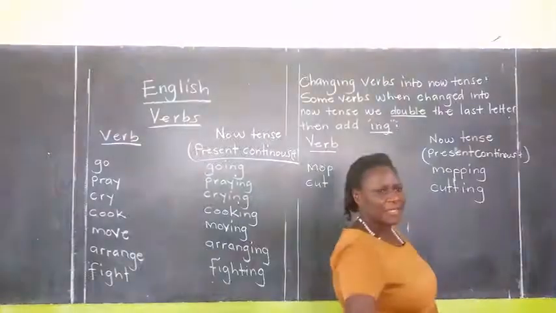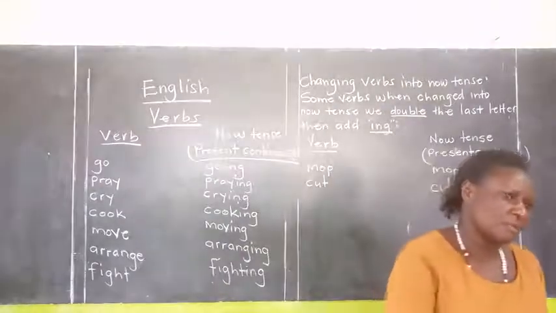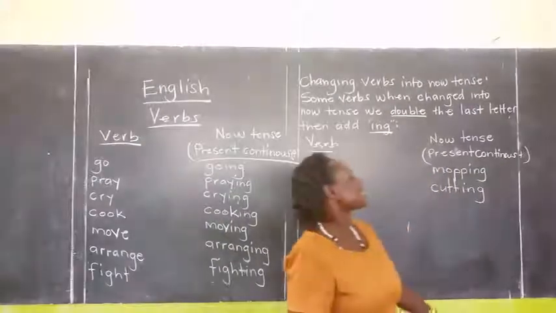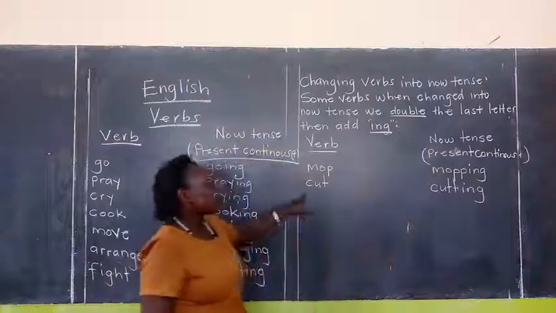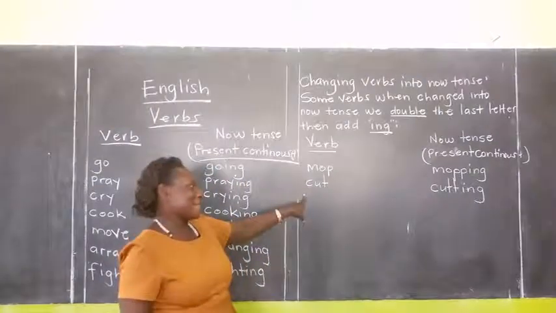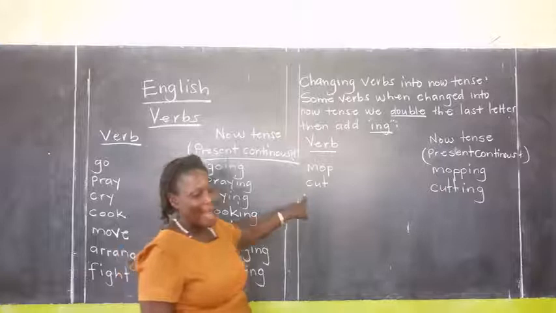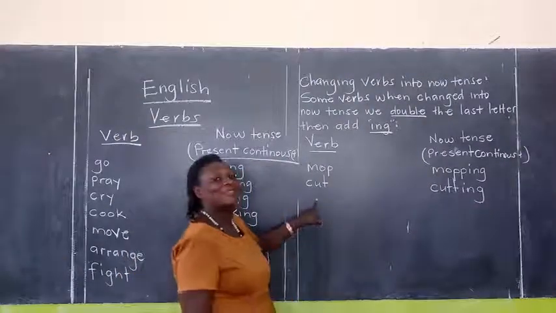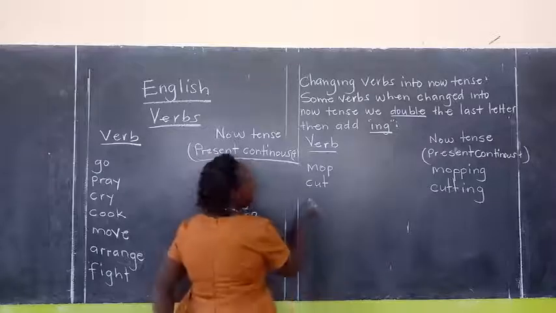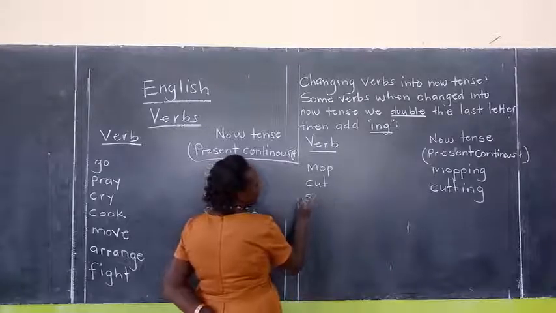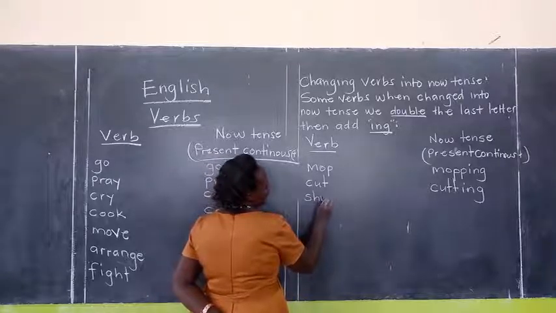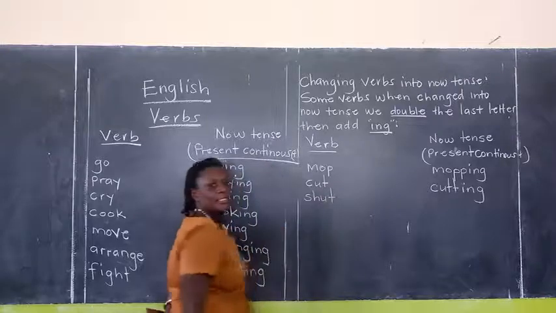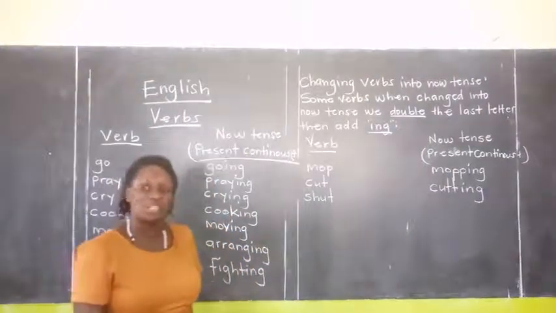Who can give us another one? That can be whereby we double the last letter and we add on ing. Then we have this verb here, shut. You can be instructed to shut the door.